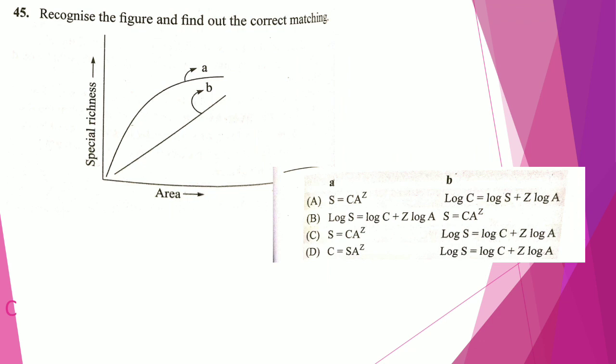Next question: recognize the figure and find the correct matching. They have given species versus area, where A and B. What does A indicate and what does B indicate? As you can see, it's a rectangular hyperbola as well as a straight line. It says S is equal to C A to the power of Z. When we apply the log, log S is equal to log C plus Z log A. The answer is C.